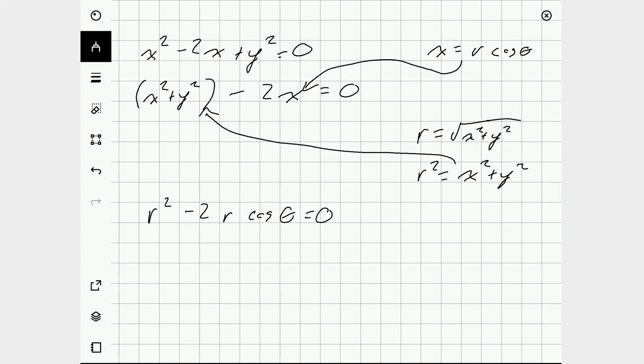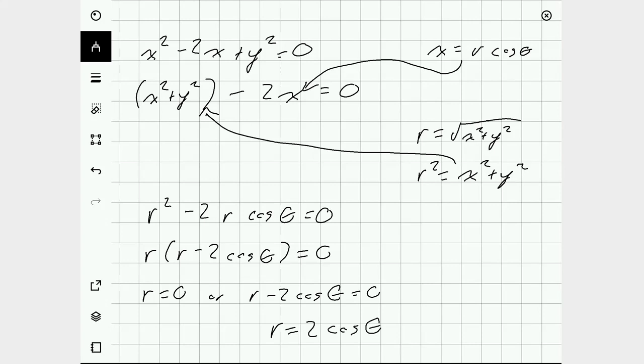Now we could end the situation right here, but this one actually can be cleaned up a little bit further, because I noticed that there's a common factor of r on the left-hand side and the right-hand side is 0. And whenever I have a common factor and a right-hand side equal to 0, I immediately think about using the zero product rule. Which lets me split this up into two possibilities. R is equal to 0, or r is equal to 2 times the cosine of theta.